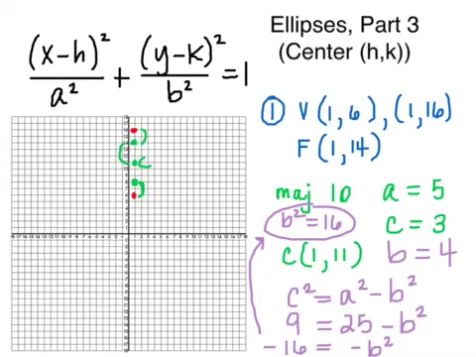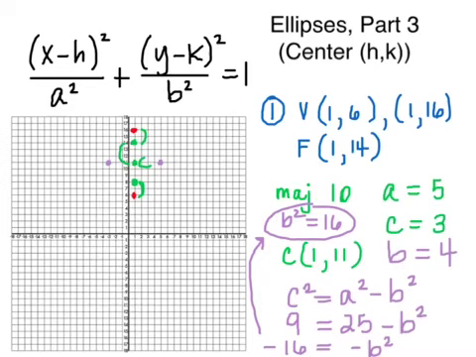So with the information we have about B, we know that B is the distance between the center and the co-vertex. So now we can count away from the center 4 in either direction. So that would put us where the purple points are on our picture. So that is where the co-vertices are.